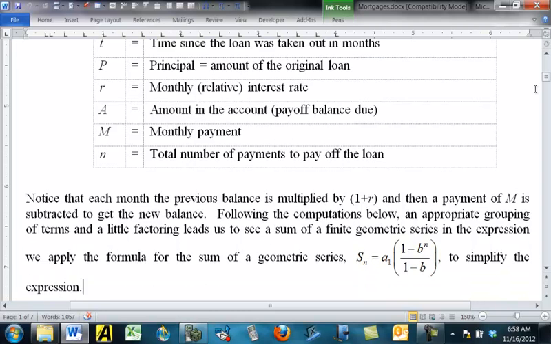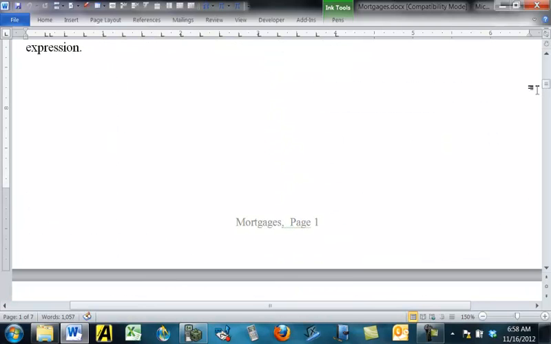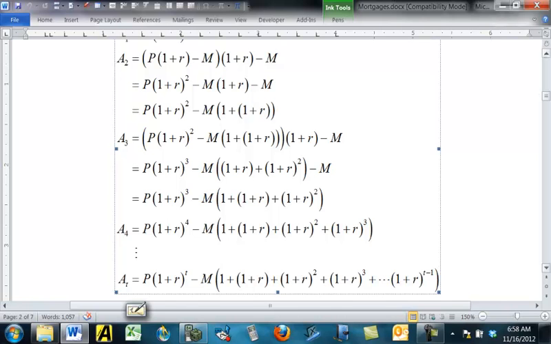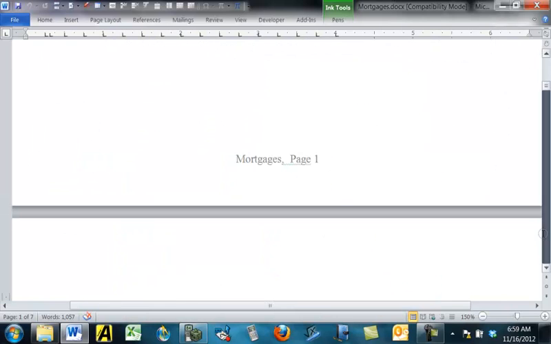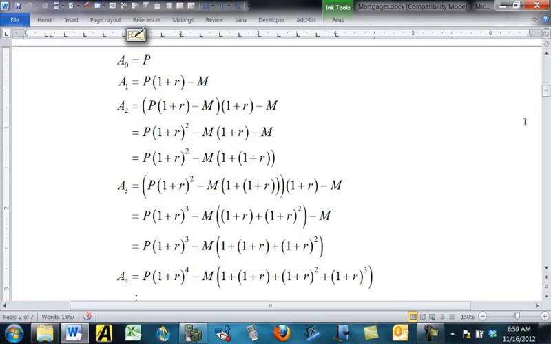We're going to see after we manipulate this a little bit that we're going to get a sum of a geometric series. And remember, I promised back when we derived the formula for a sum of geometric series in an earlier section that we were going to come back to that. And here are the details. Let's see if we can take a look at this.